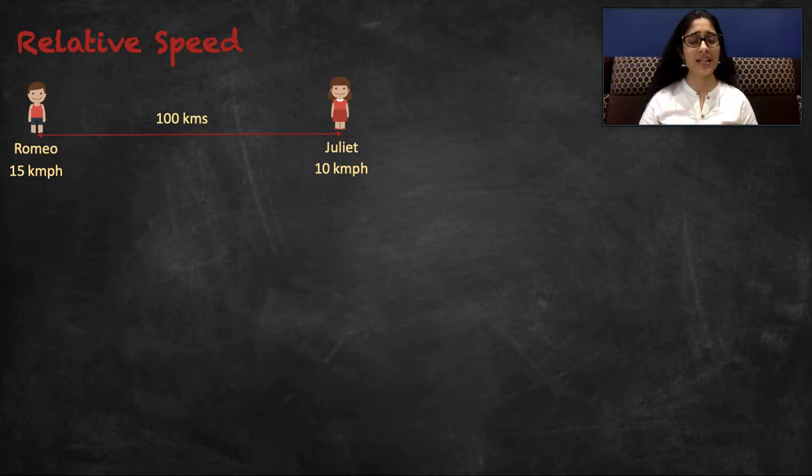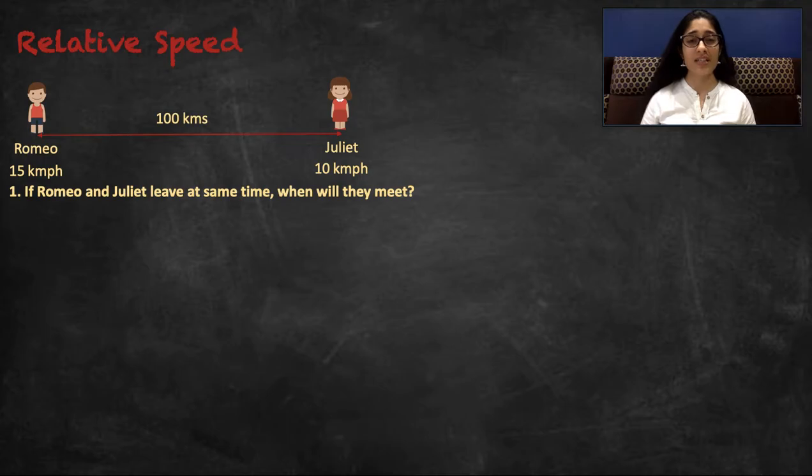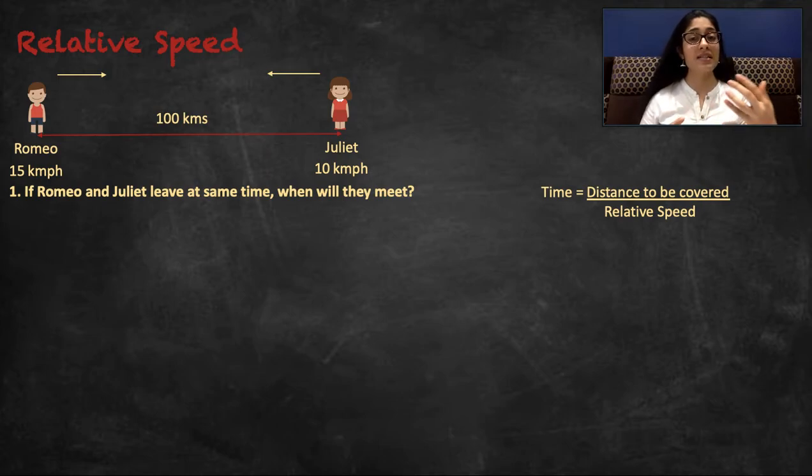Now, using this data, let's look at the first question. If Romeo and Juliet leave at the same time, when will they meet? So I'm going to consider their directions of travel as shown by the arrows. Now we know time taken is distance upon speed. Consider the term relative speed after 2 minutes when I tell you to. Right now you can take it as distance upon speed.